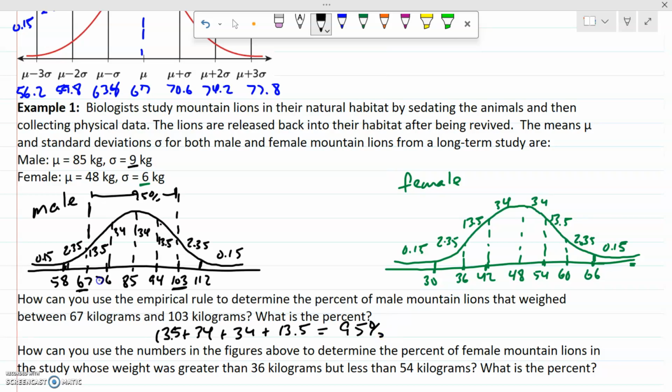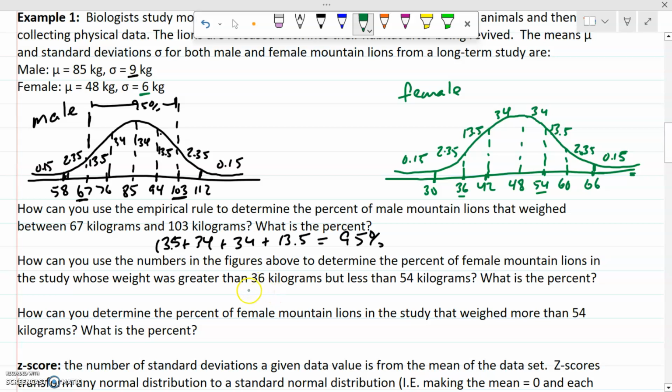For the second question, it says go to the female ones, between greater than 36 and less than 54. Well, 36 is here, 54 is here. You still have the same amount here. So it's the 13.5, 34, and 34. It's just these three items, so you need to add those up. 13.5 is where the 36 starts, then you've got a 34 and another 34% there. When you add those up, simple calculation, you get your answer here, which is 81.5%.